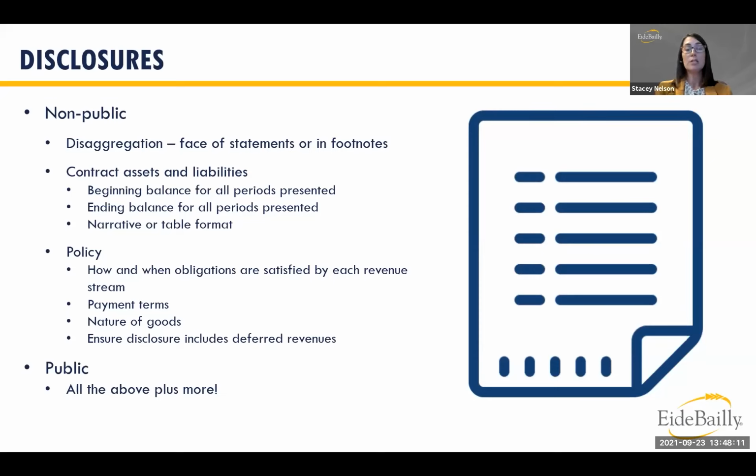For your revenue recognition policy, you need to make sure you are including enough information about each of those revenue streams, including how and when the obligations are being satisfied by each of those streams. What are the specific payment terms? Do you have any discounts that may be applicable, or refunds or non-refundable amounts? The nature of the goods and services that are being provided. And again, making sure you're including information about those contract assets and liabilities, so your accounts receivable and deferred revenues.